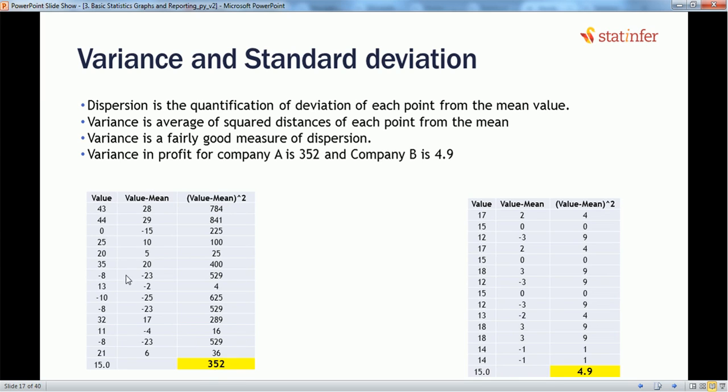For company A, we see that the variance is 352, and for company B the variance is 4.9, meaning company A is giving us very high fluctuation in its profit, and company B is giving us just very low fluctuation.